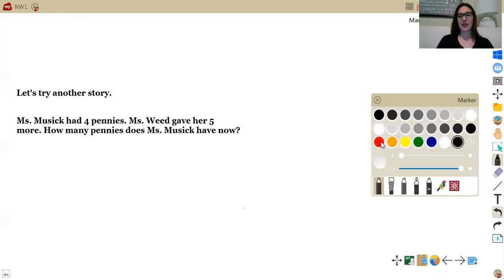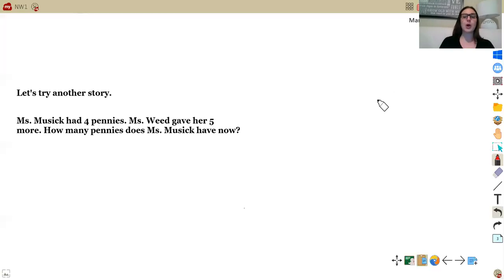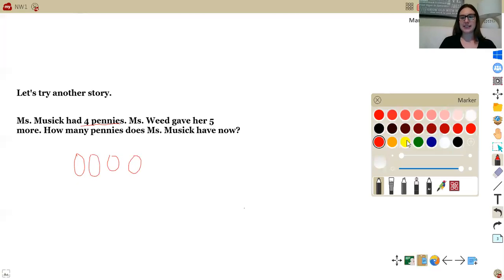Okay, scholars, now that you have done the problem on your own, let's go ahead and double check. So again, I'm going to start my problem with a picture to help me solve and answer how many pennies Miss Music has now. My first part of my problem says Miss Music had 4 pennies. So I'm going to go ahead and draw 4 pennies. 1, 2, 3, 4.